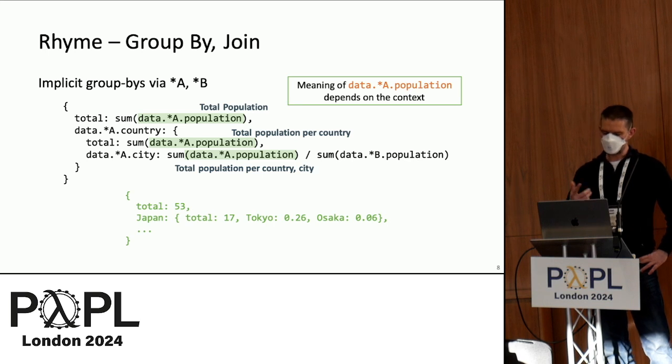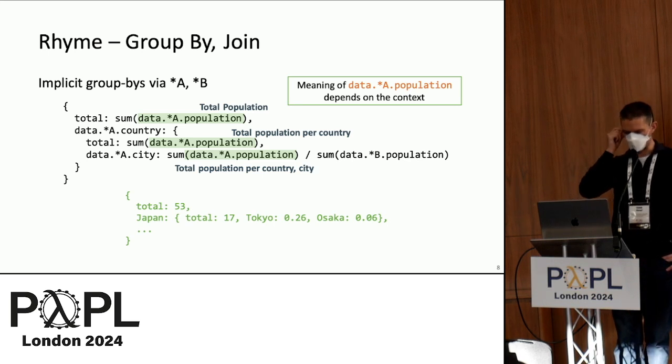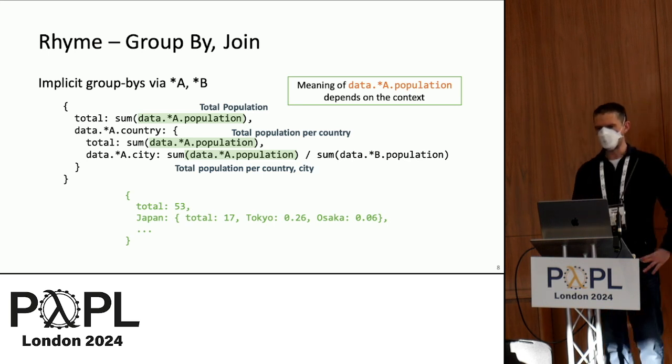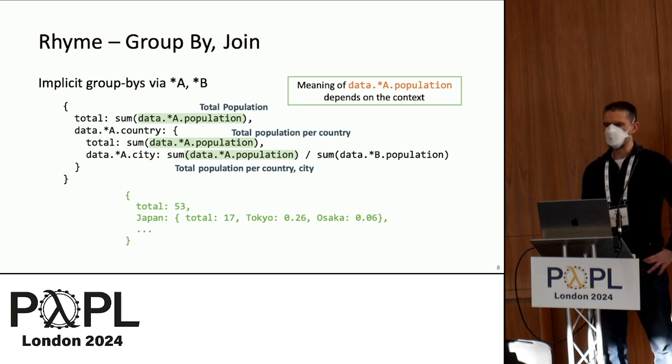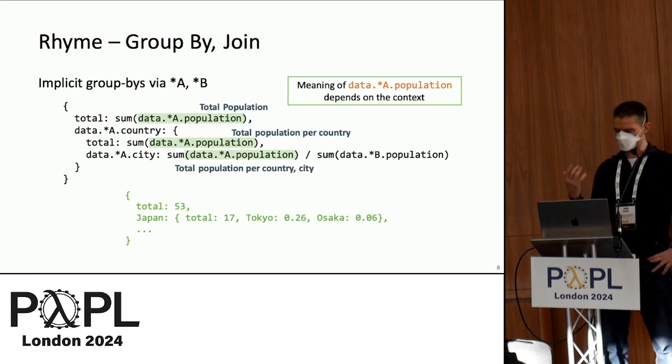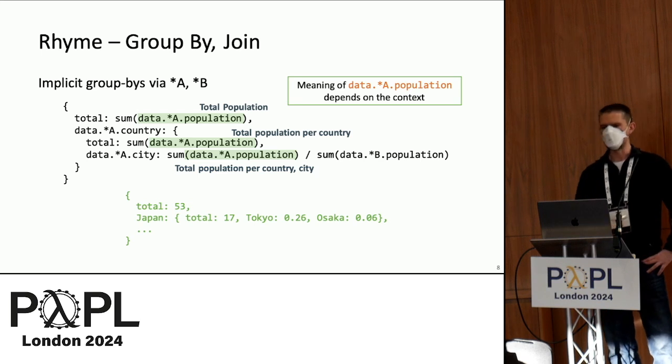The key thing here from a language design perspective is that an expression like we have here, data.star_a.population, the meaning of that depends on the context, okay? If I just use that as a top level, it means, okay, sum everything. If I use that in a situation where I have the star A as a key, then that means it's actually grouped by that key, okay? So what these expressions mean is context dependent, and that gives us a lot of the power here.